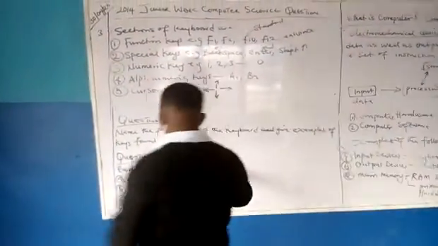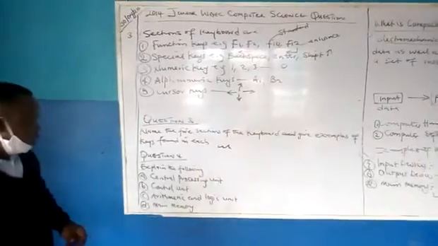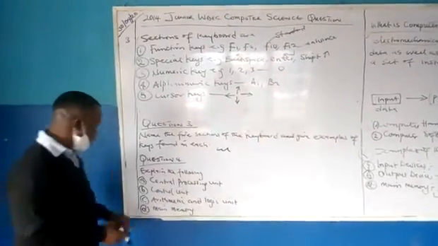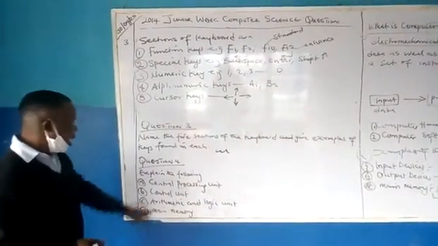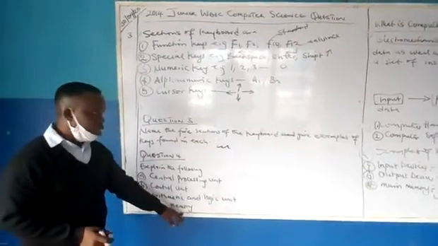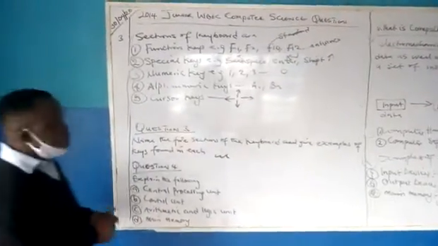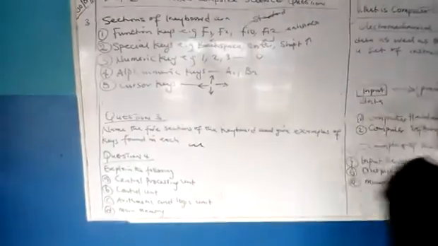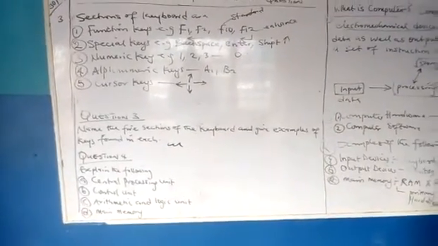Now let's go to question number 4. Question number 4, explain the following: central processing unit, control unit, arithmetic and logic unit, main memory. Main memory. Let me clean up a bit.